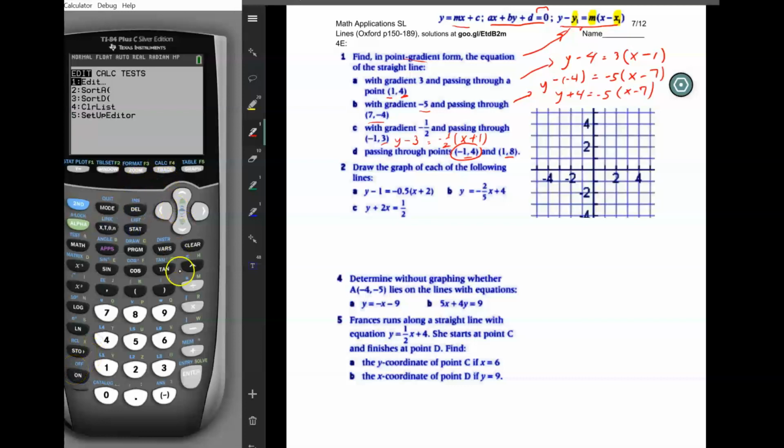So we'll go stat, edit, and we'll put the 2 points. Oops, let's go back and clear this. Let's go up here and clear this. And then we're going to put the 2 points, -1 and 4, and then 1, 8. Okay, so we got these 2 points, and let's find the slope between the two. Stat, calc, lin reg. And then we go down to calculate.